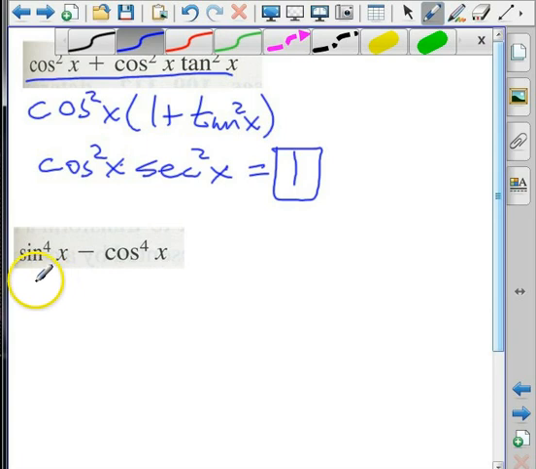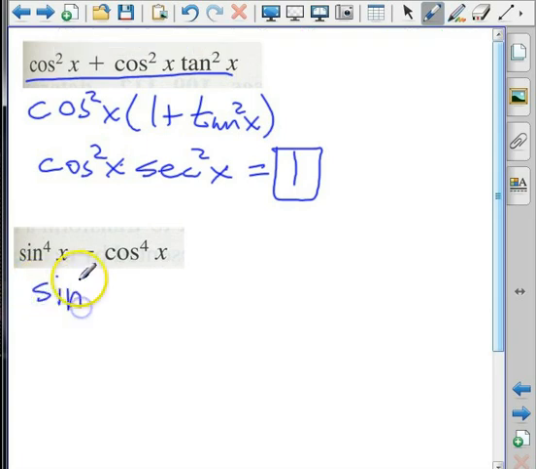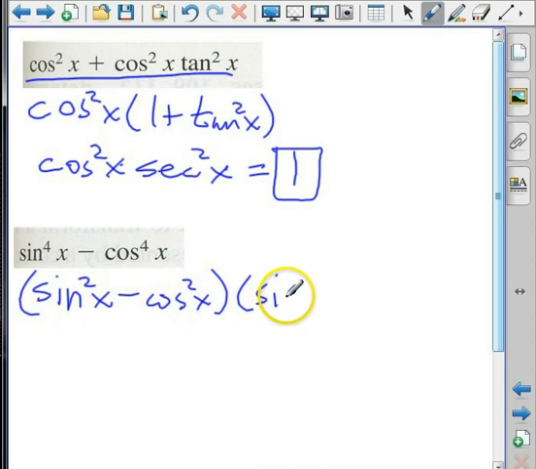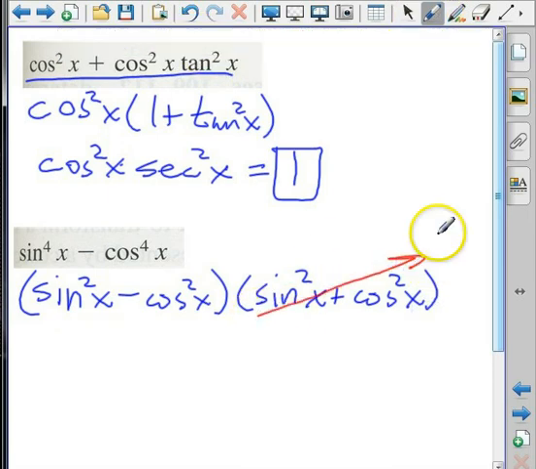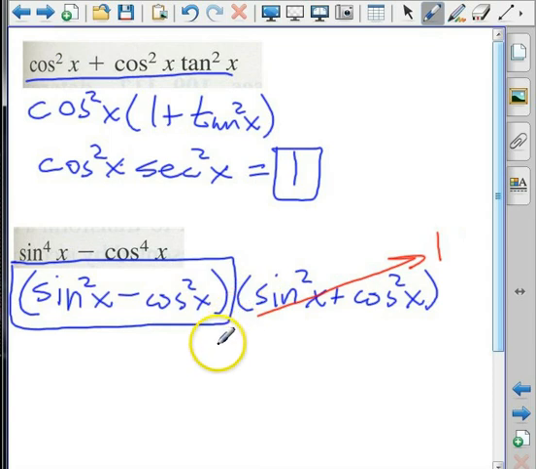All right, let's factor this and see what happens. I'm going to do difference of two squares. So I'm going to have sine squared x minus cosine squared x times sine squared x plus cosine squared x. And sine squared plus cosine squared is 1. And so our final answer is sine squared minus cosine squared. It looks like we ought to be able to do something with a Pythagorean identity there, but we can't. That only works with sine squared plus cosine squared, not sine squared minus cosine squared.